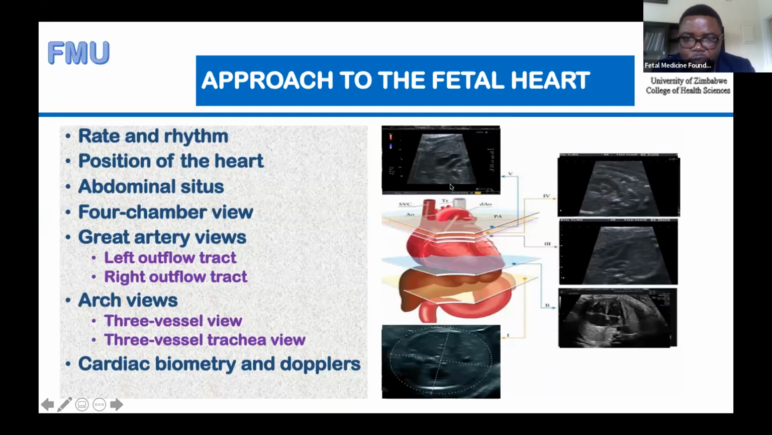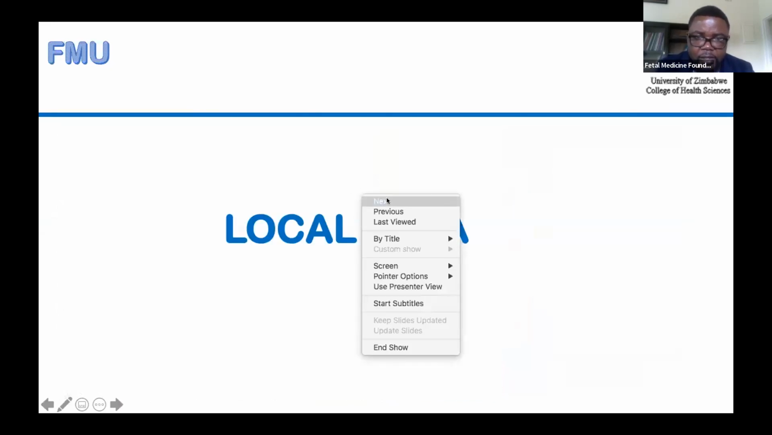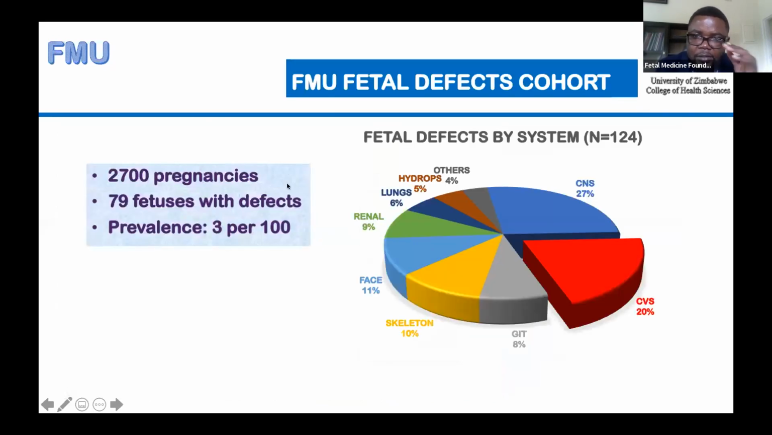And you just need to continue going towards the baby's neck in an oblique way, where you look inside the baby, and you get your 3-vessel trachea view. Like I said, those will not be the subjects of my talk today. I will just stay with the 4 chambers.